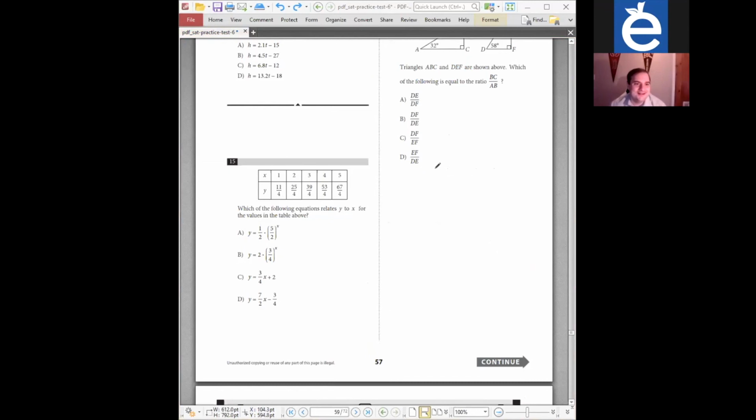All right, so we have an XY chart. Which of the following relates X to Y in the values of the table above, right? So when I look at this, it's asking what the relationship is. Now, if you look at the answer choices, these are geometric growth and these are linear growth. How do we tell which one it is? Let's just start to see if we have a constant change or an exponential change.